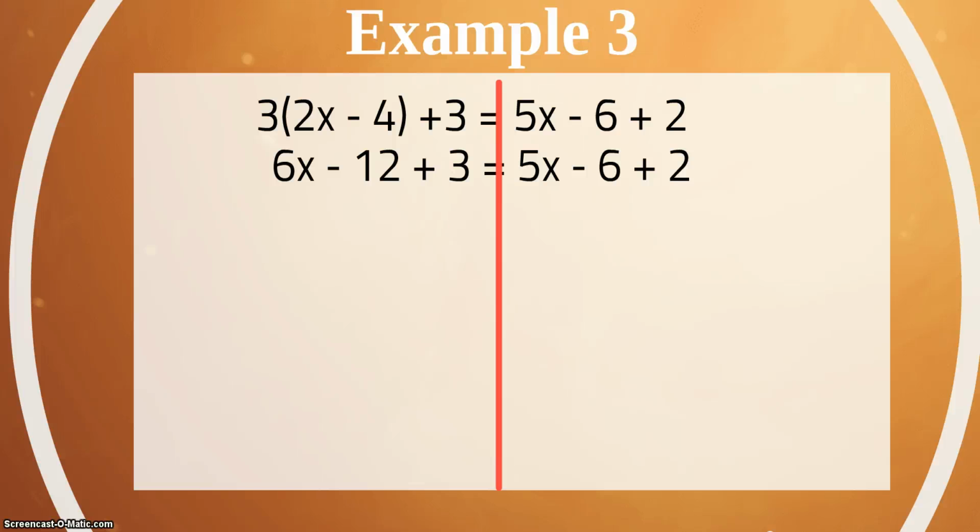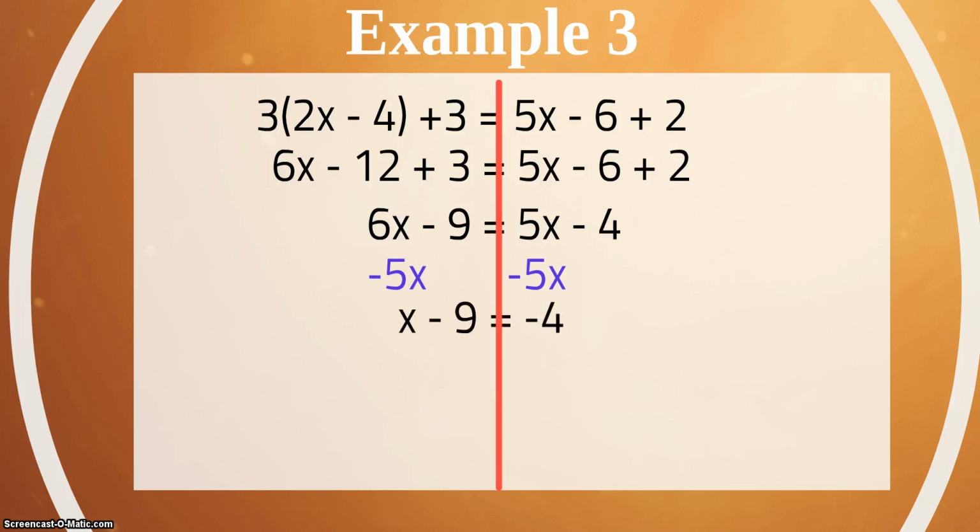Now I can combine like terms. I get 6x minus 9 is equal to 5x minus 4. Subtract 5x from both sides. I get x minus 9 is equal to negative 4. I'm going to add 9 to both sides, and I get x equals 5.